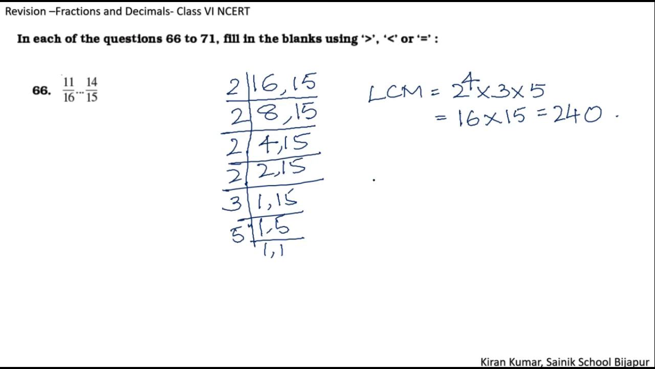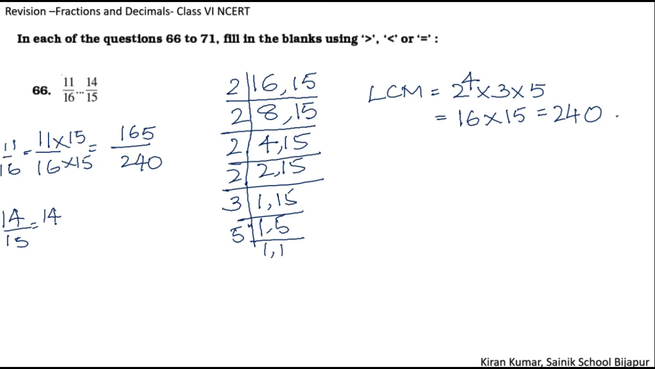So I need to convert these numbers with the common denominator. Now 11 by 16, to convert to the denominator 240, I need to multiply by 15. So I'll be getting 165 by 240. This is our 11 by 16. Same way we'll convert 14 by 15 as 14 into 16 divided by 15 into 16. 14 16s are 224, divided by 240.